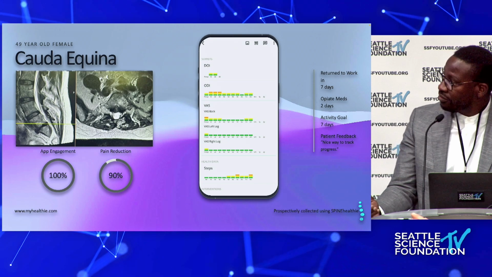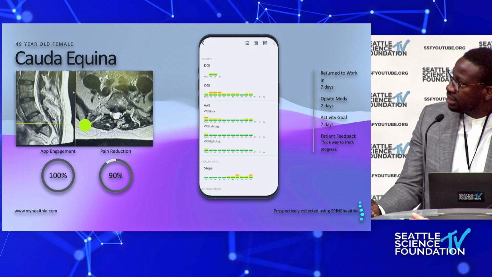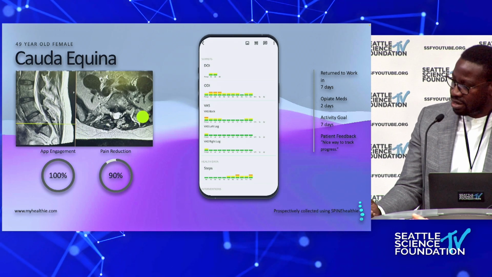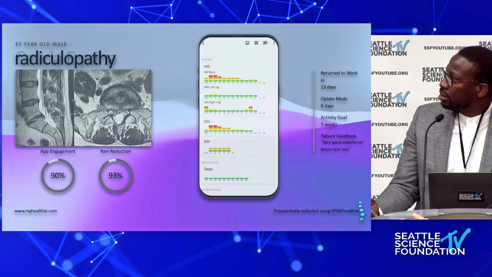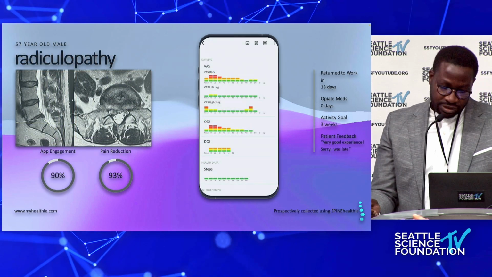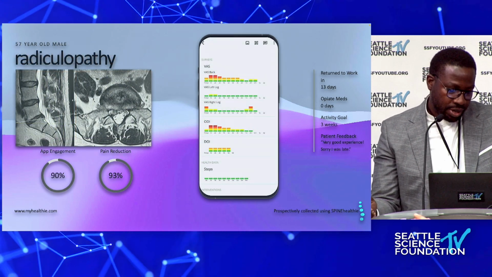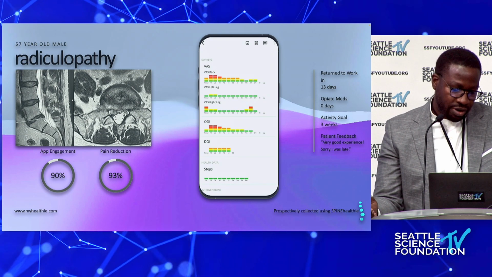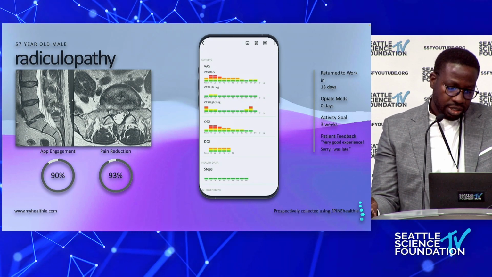This was her post-operative imaging, showing that we resected that disc fragment and decompressed the canal. And then we'll just move on to the next patient. So, a 57-year-old male who had a radiculopathy. You can see there's a right paracentral disc herniation.